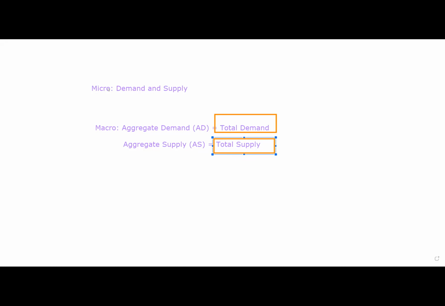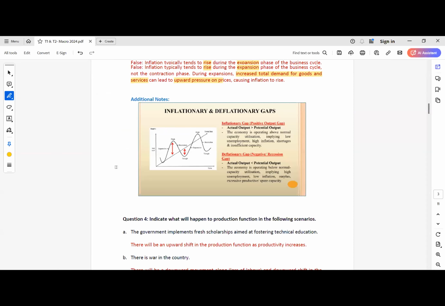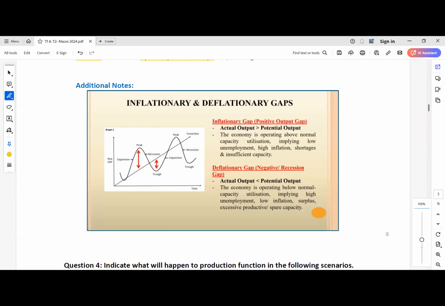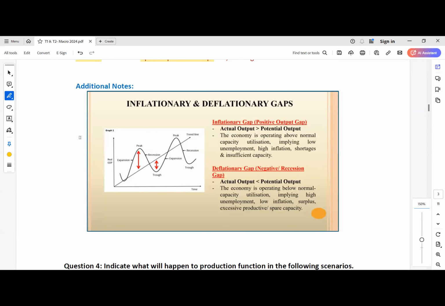Now, I want you to have a look at the business cycle. In the additional notes that I have provided, there are some terms that you must know when you explain it in your exams or assignments. First of all, you can see that I have provided a business cycle. On my y-axis is the real GDP. On the x-axis is time, which means years. Across the years, it goes through ups and downs.